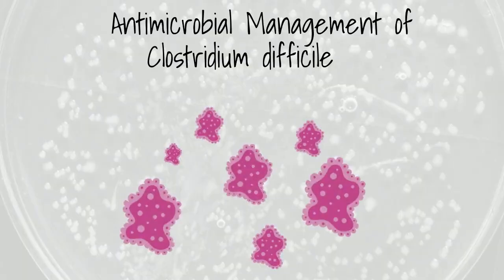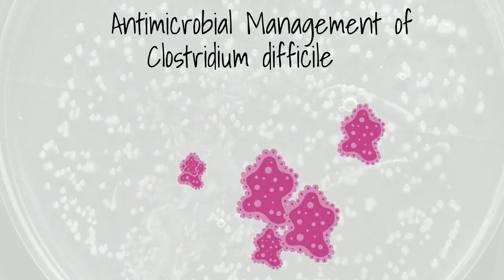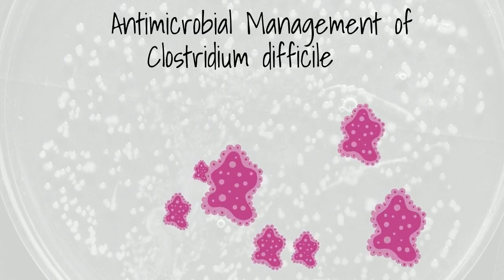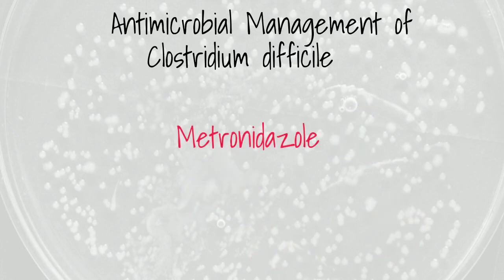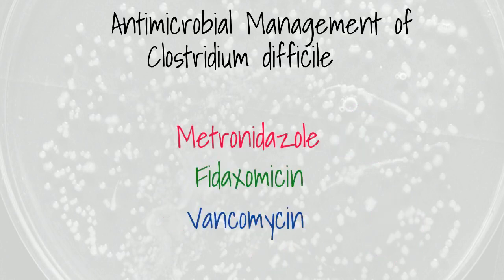If overgrowth of C. diff has occurred and the patient has symptoms of illness, targeted antimicrobial therapy will be required. Common agents used to treat C. diff infection are metronidazole, fidaxomicin, and if necessary, vancomycin.